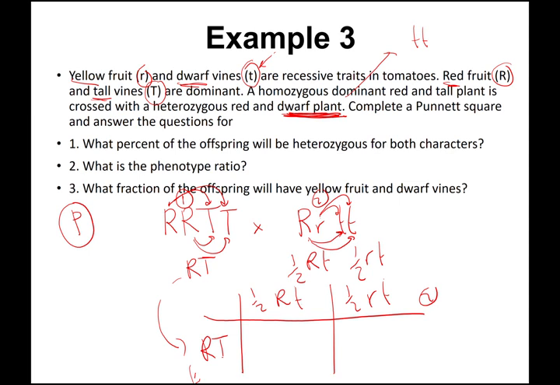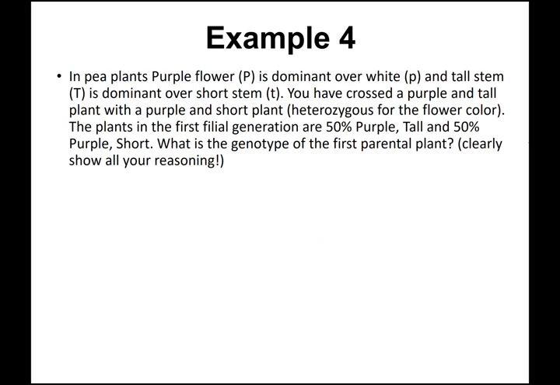What are the possible offspring you can get? So half of them will have a genotype homozygous dominant for the first one and heterozygous for the second one. And the other half will be heterozygous for the first character, so the color of the fruit, and heterozygous for the height of the plant. So first question, what percent of offspring will be heterozygous for both characters? Well, this one right here. So half of them, or 50%, if you want to talk about percentage.